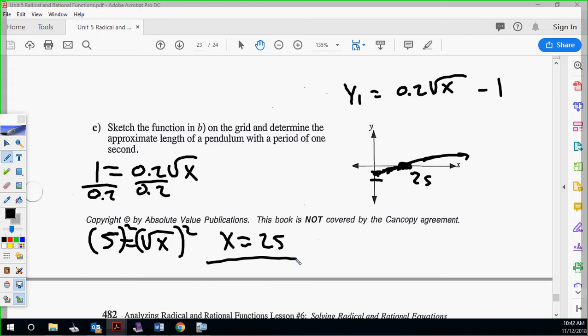Now what this means is that for a period of 1 second, the pendulum length is 25 centimeters. On the grid, determine the approximate length of a pendulum with a period of 1 second. So the length you're going to essentially drop it from, to keep that consistent swing, is 25 centimeters. That's it for that question.